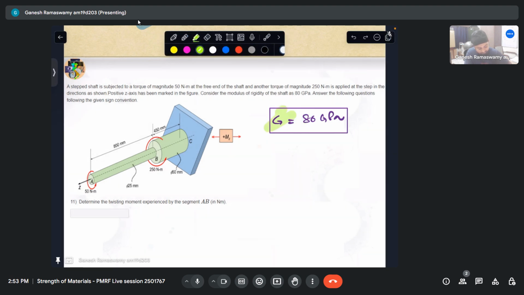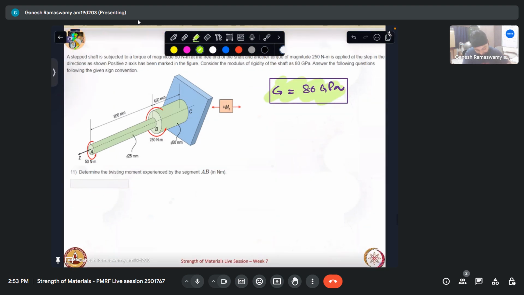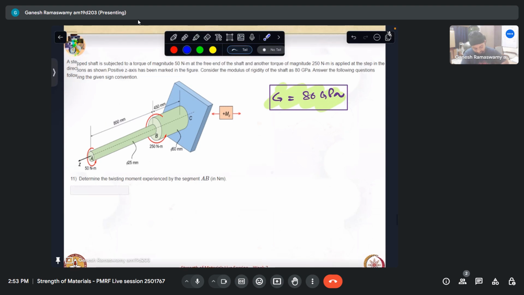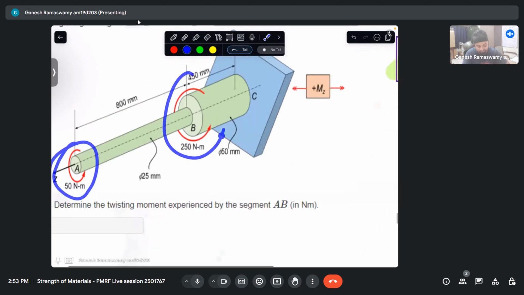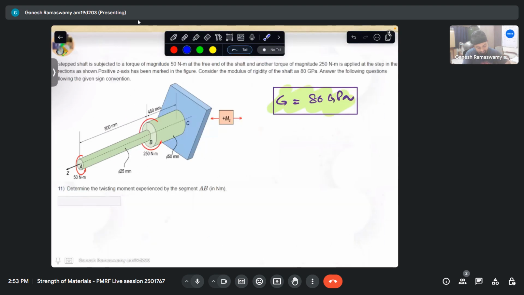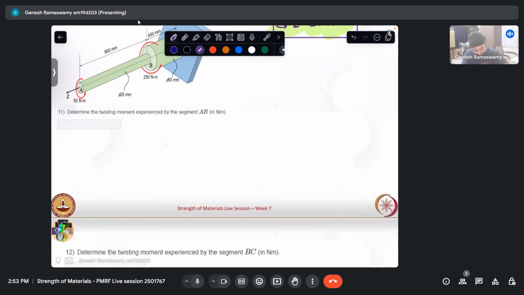Let us see. Now we know that this is our positive z-axis. If we keep our right hand thumb pointing in this direction, we can see that this direction coincides with the curl of our fingers, which means this is positive 50. Similarly, this is positive 250, positive torques. So I can simply replace this with a normal diagram like this.